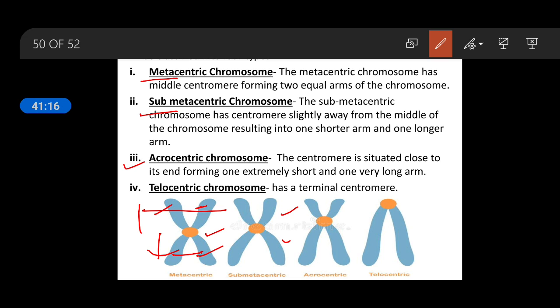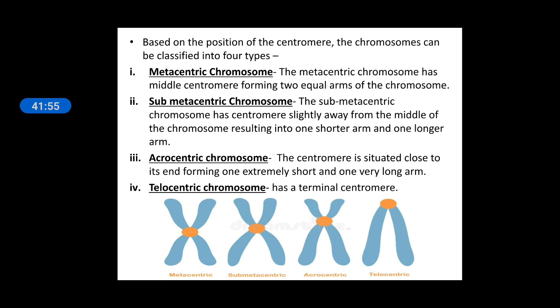In acrocentric, the centromere is present near the end, not at the end, due to which one arm becomes much smaller and the other much longer. In the telocentric chromosome, the centromere is present at the terminal position, due to which only one arm is present. The telocentric chromosome is absent in humans; all other types are present. So this is all about chromosomes and the nucleus.